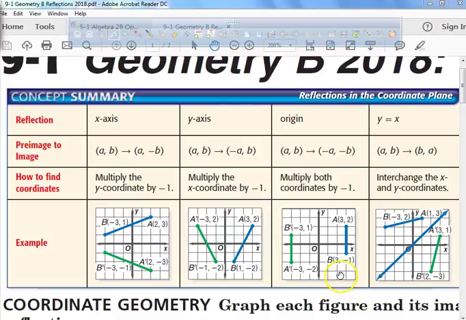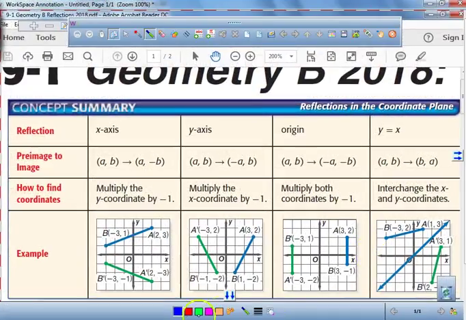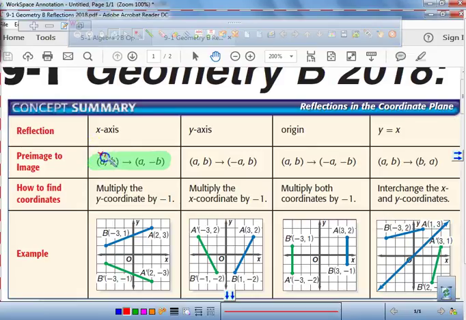Yesterday I forgot to do a video over reflections in the coordinate plane. Today what we're going to be doing is applying certain rules. For example, if you go across the x-axis, what happens to the x and the y value? The x stays the same, but what happens to the y value? It becomes the opposite, right?